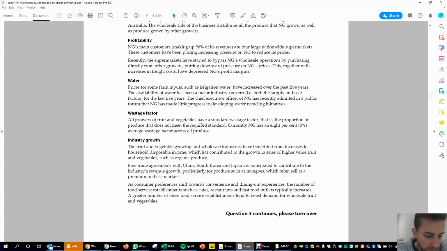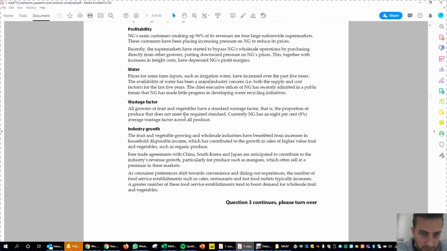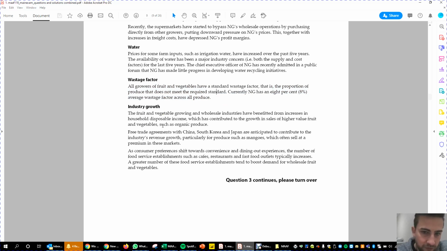Okay, so what about wastage? Is there anything in there? There's nothing that really suggests that their wastage has changed or might be at risk. So we'll just move on from there.